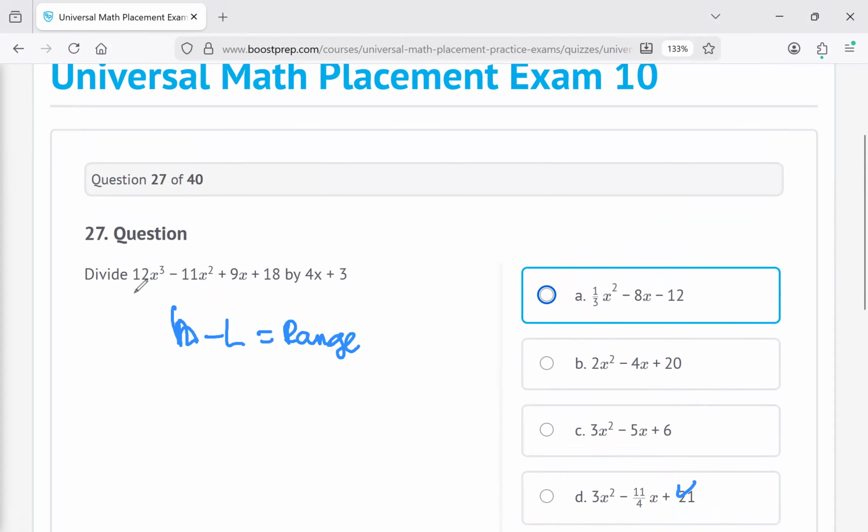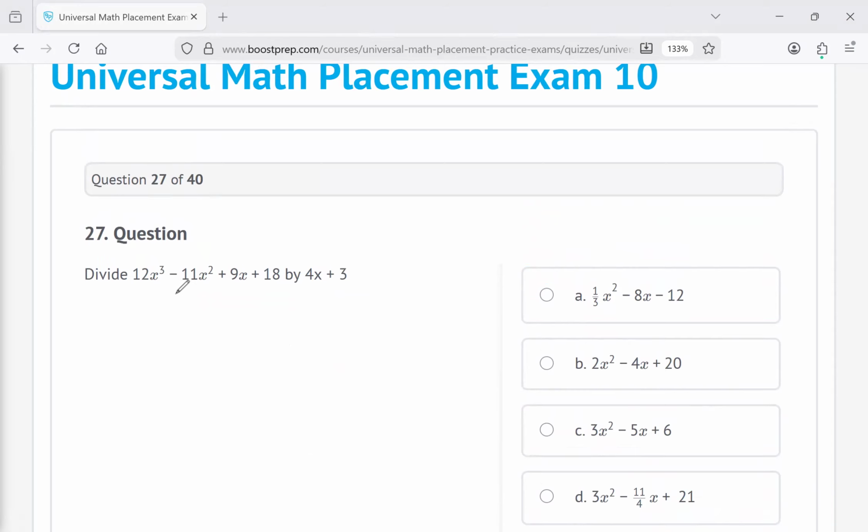Okay. Divide 12x cubed minus 11x squared plus 9x plus 18 by 4x plus 3. There's two ways you can do this. Because 4x plus 3 is linear, you can do synthetic division, or long division. I don't know about you, but I like synthetic because it's just easier. So let's do that.